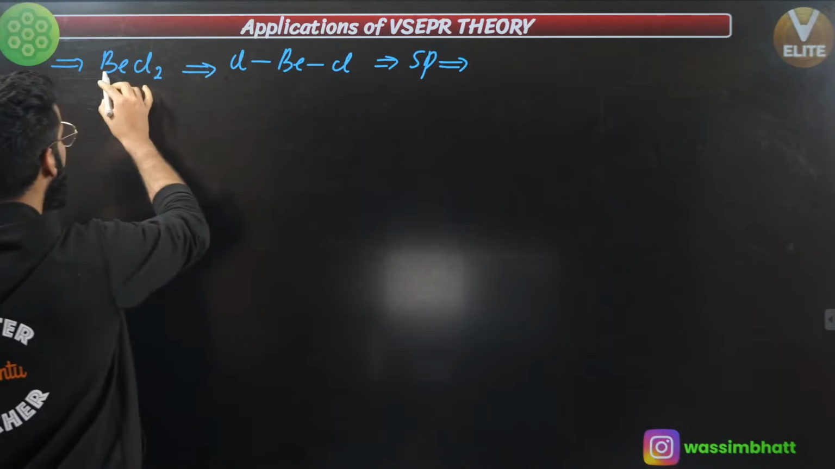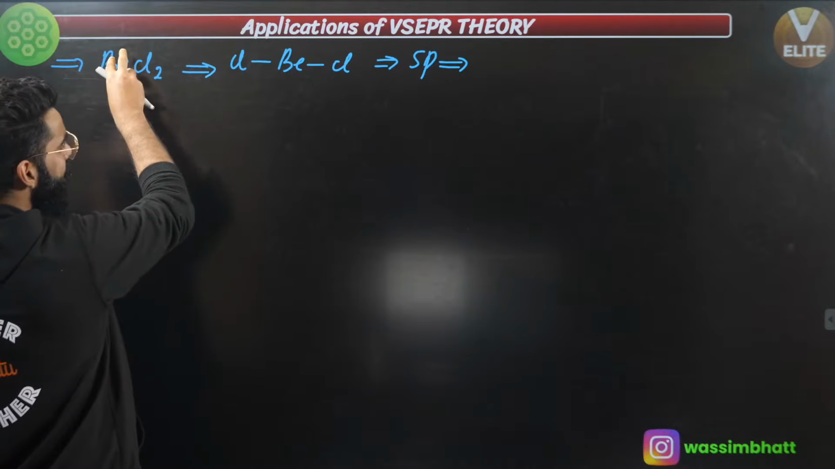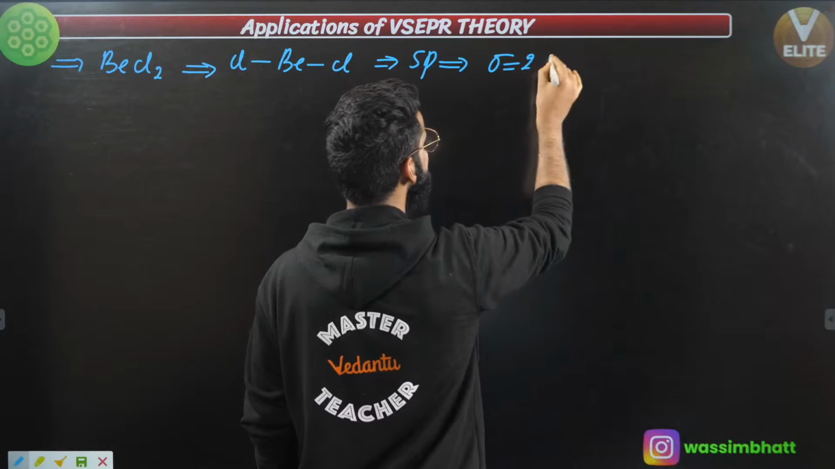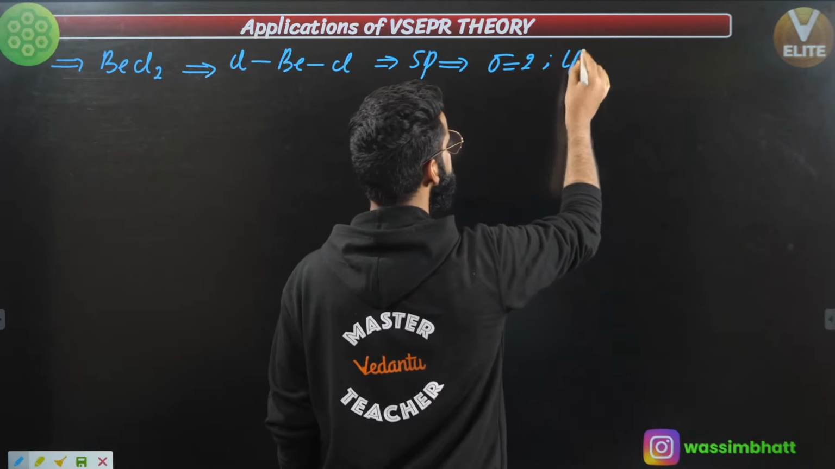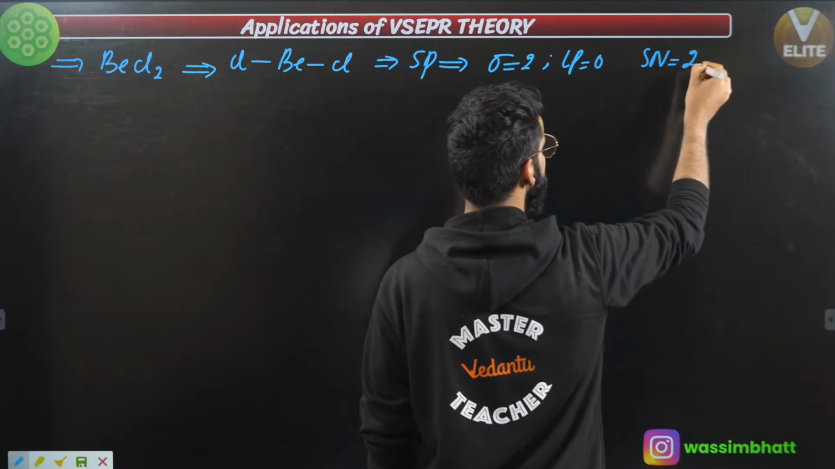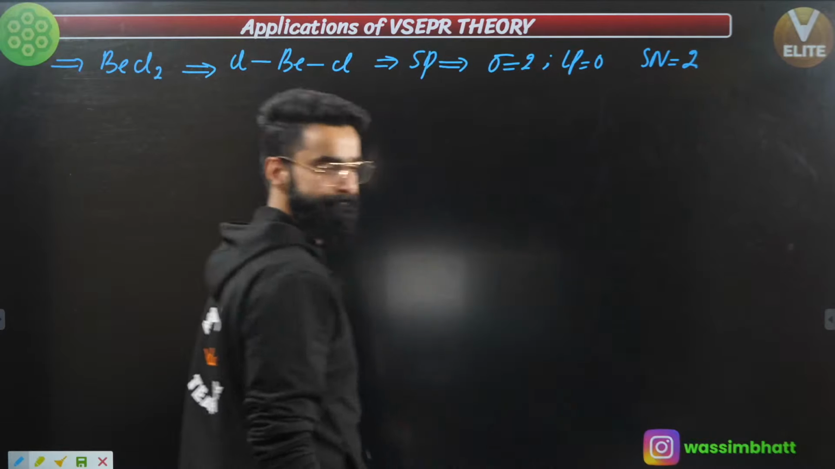If hybridization is sp, how many sigma bonds do we have right here? Just count the terminal atoms. So there are 2 sigma bonds and 0 lone pair on the central atom. Steric number is sigma plus lone pair, 2, right? Steric number is 2.